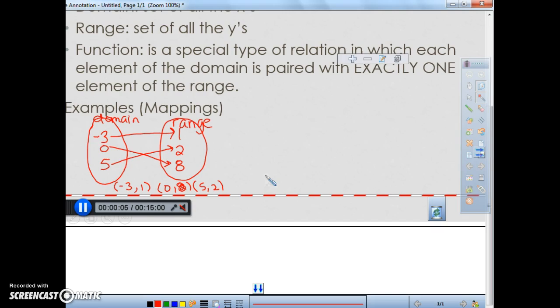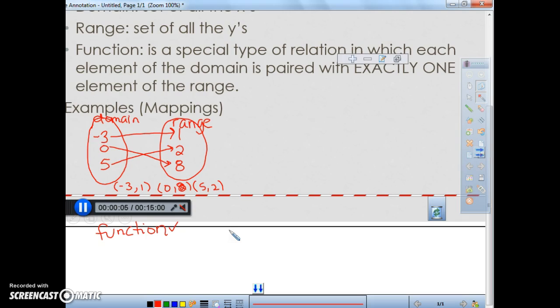This would be a function. Every single number in that first circle is only matched up to one number in the second circle. This is a function. It can be boxes. You could see them written as English. All right, so this is a function. Domain. So -3 only compared to one number over here.